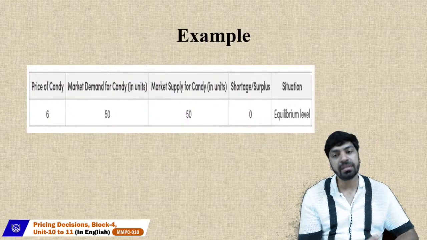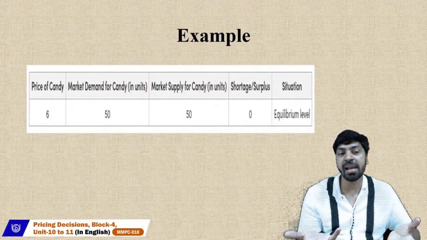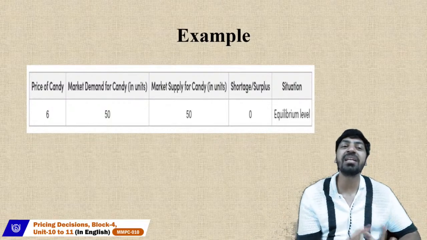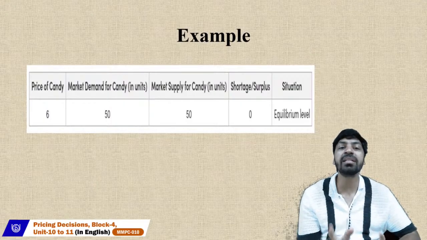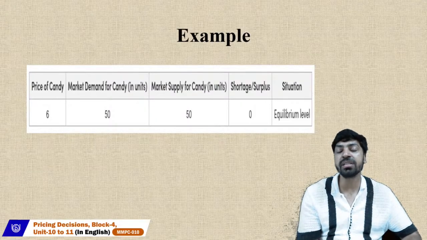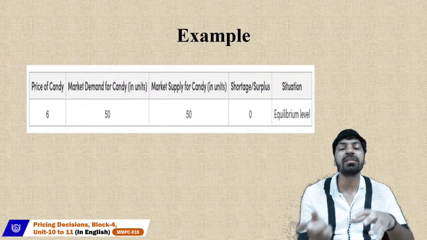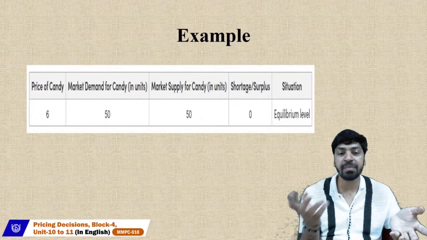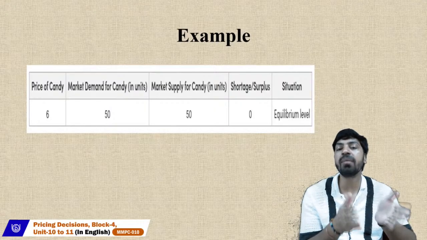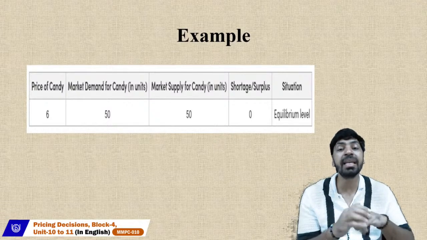Let's take an example to understand. We can talk about candies, because I like to eat candies the most. That's why I've taken the example of candies. Let's say the price of candies is 6, the market demand for candy is 50 units, and the market supply for candy is also 50 units. That means there is neither excess demand, shortage, nor surplus. It becomes zero. That means it is the situation of market equilibrium, where the market demand and market supply are equal, and hence the market equilibrium level is easily achieved.